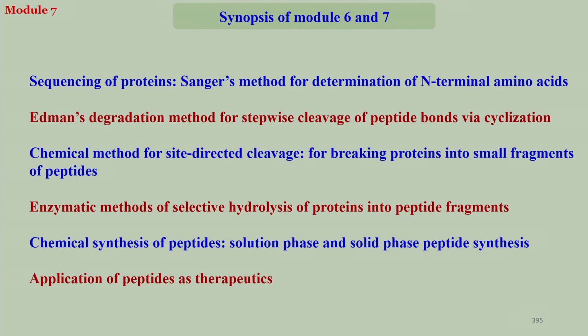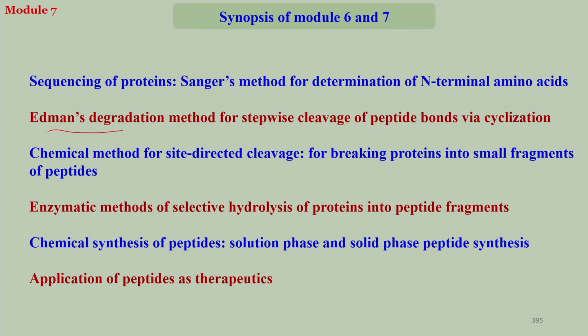So, with this I will conclude the synopsis of modules 6 and 7. Module 6 I had not shown the summary. So, in these two modules combined, what we have talked about is how the sequencing of proteins can be done using Sanger's method as well as using the Edman degradation method. And out of this, the Edman degradation method was used for stepwise cleavage of peptide bonds. So, it is the key method that is used for protein sequencing.